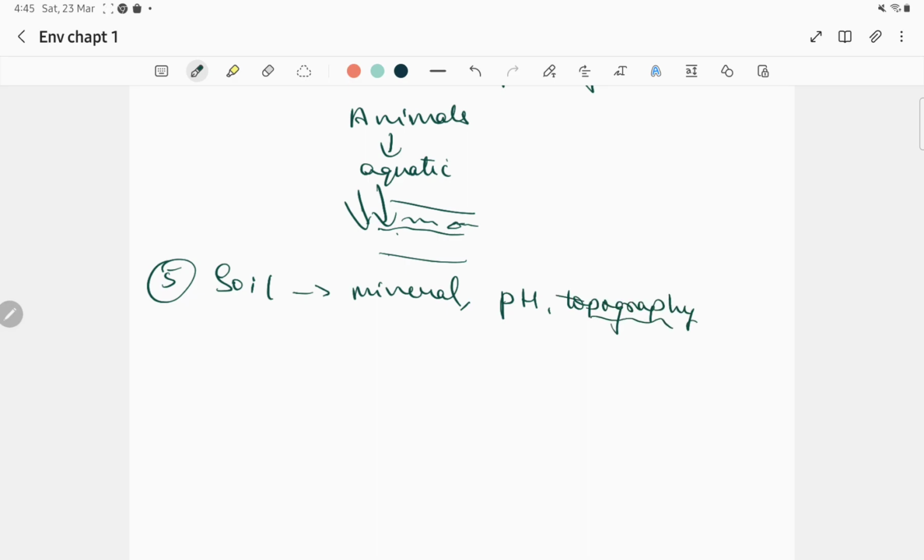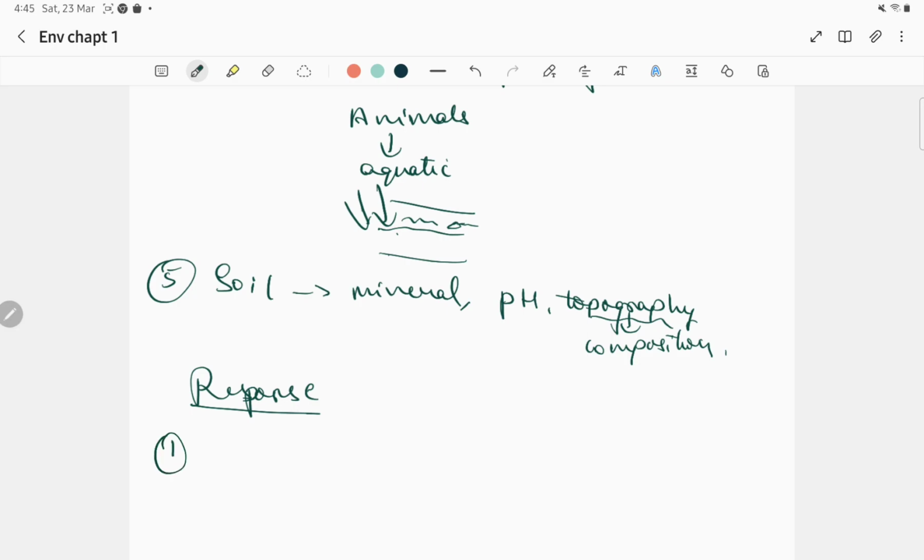Topography means the composition of all over. So all these factors are important for soil. For all these factors like temperature, water, light, soil, how will the plants or animals react to it? How will they react to it? So what are the responses for abiotic factors?